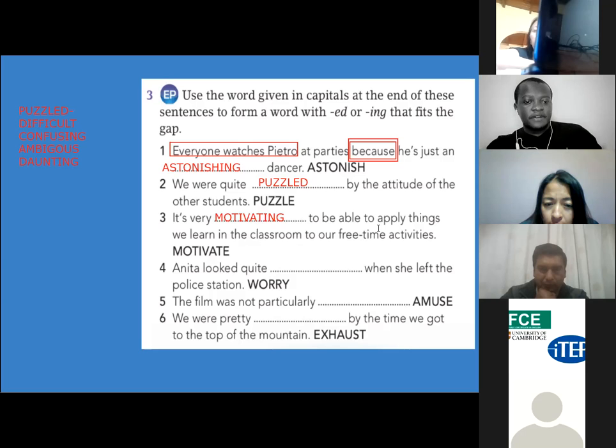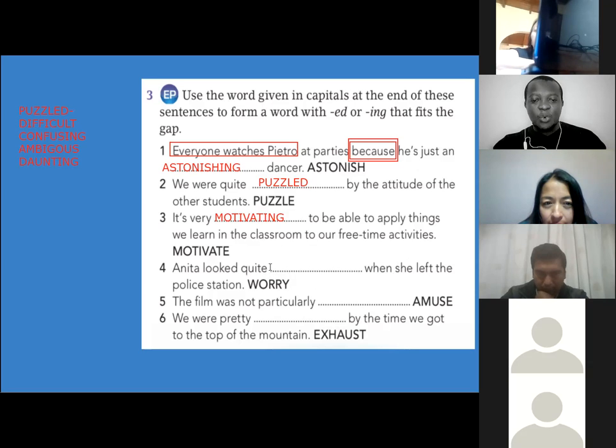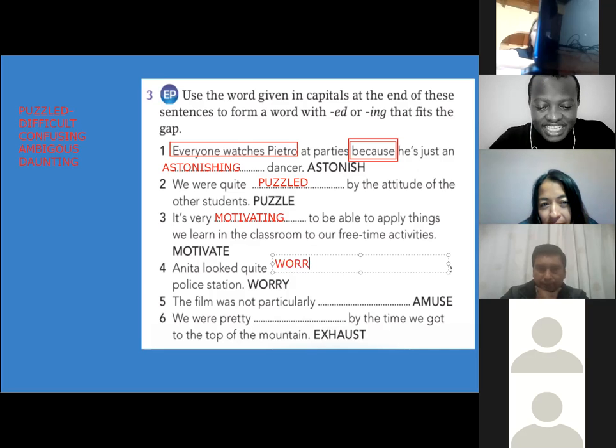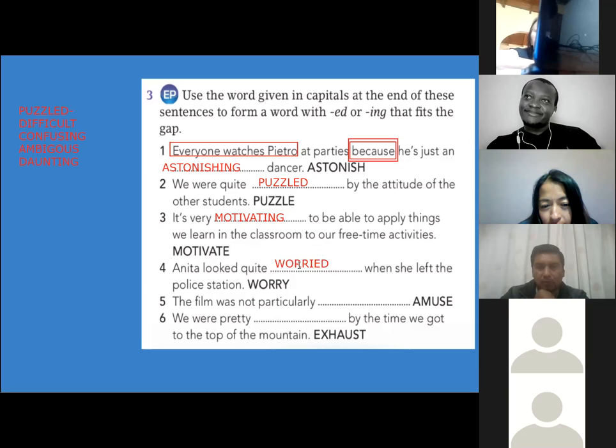Another volunteer for number four. Anita looked quite worried when she left the police station. Worried or worrying? Worried, with -ed. Why? What are we describing in that sentence? Because it describes the feeling, the feeling of the person, which Anita had when she left the police station. Correct.